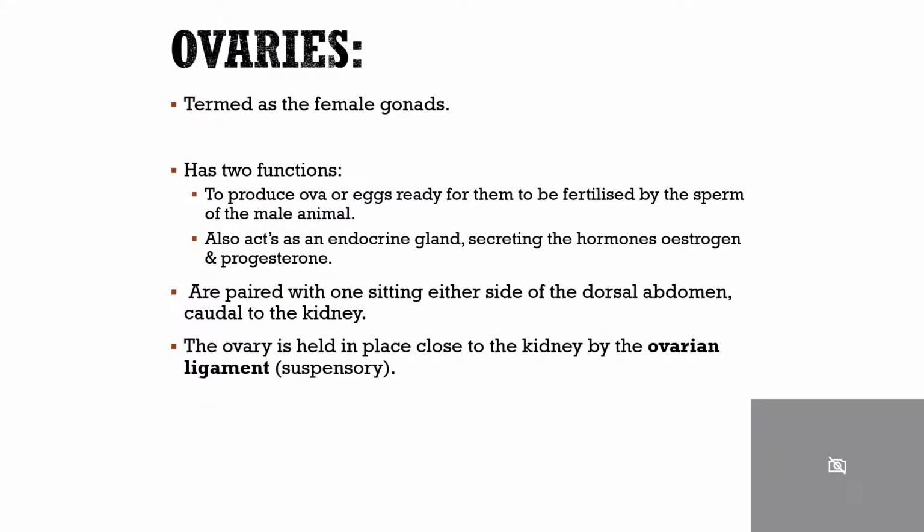The ovaries. These can also be termed as the female gonads. They have two functions: to produce ova, or eggs, ready for them to be fertilised by the sperm of the male animal. Also act as an endocrine gland, secreting the hormones estrogen and progesterone. They are paired with one sitting either side of the dorsal abdomen, and they are caudal to the kidney. The ovary is held in place close to the kidney by the ovarian ligament, which is a suspensory ligament.